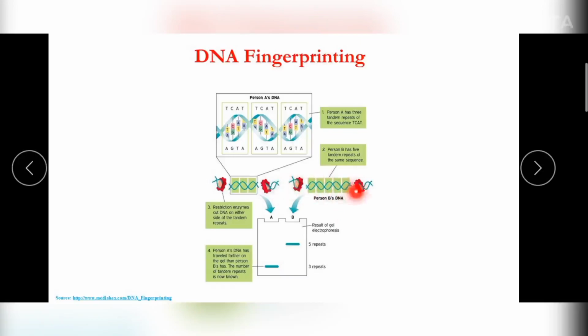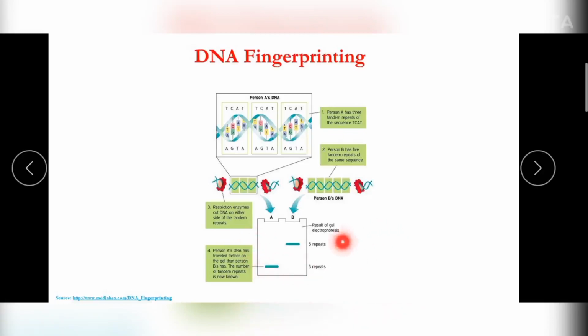So if you run the samples of these two persons on a gel, you will get the fragments eluted in a different manner. In person B, because of its big size, it is present in the upper portion of the gel, and in the lower portion you will see the person A sample because of its small size.